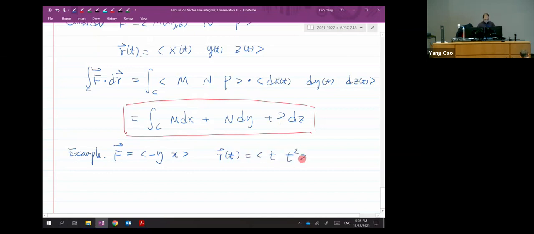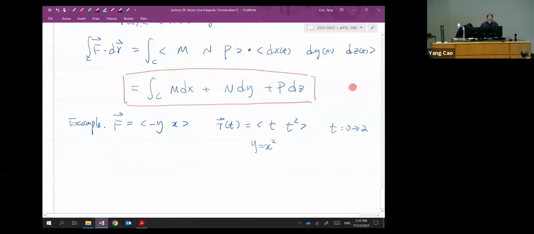So let's say I have a vector field F, and t goes from 0 to 2. It also has a vector function, a parametric equation for the curve, with y equal to t squared. So when you say t squared, it's actually y equal to x squared. When you replace x with t, then y is t squared. That's a parabola, a curve in the 2D sense. And this is your M component, and this is your N component.